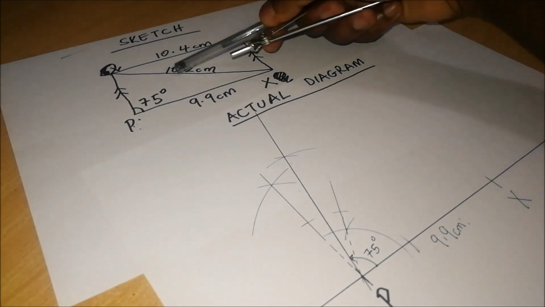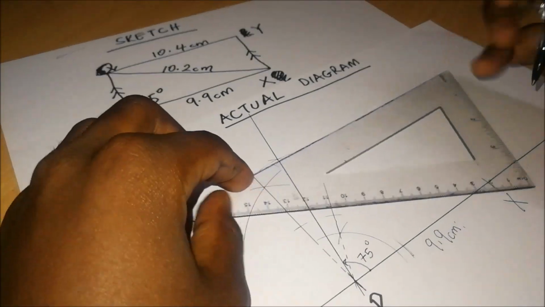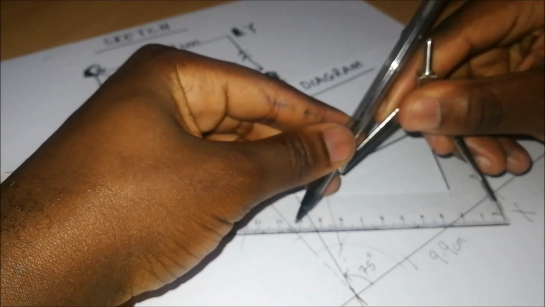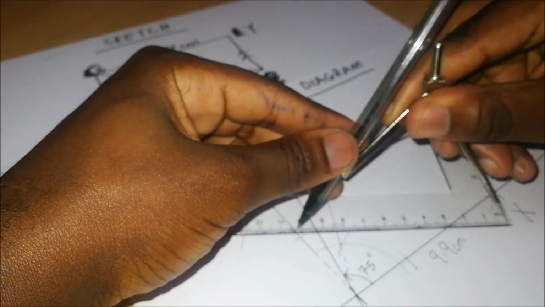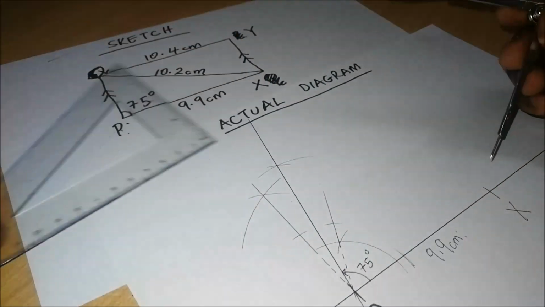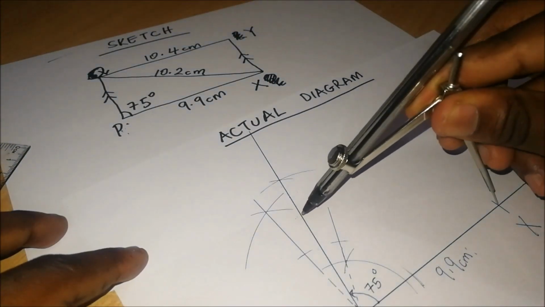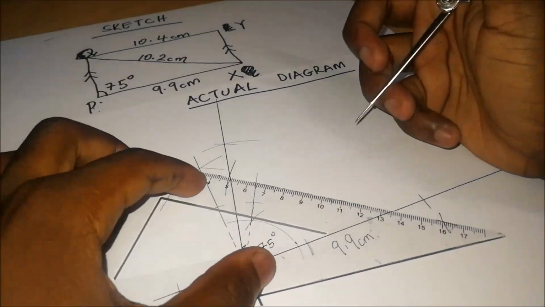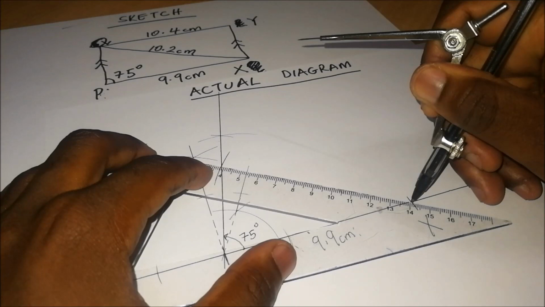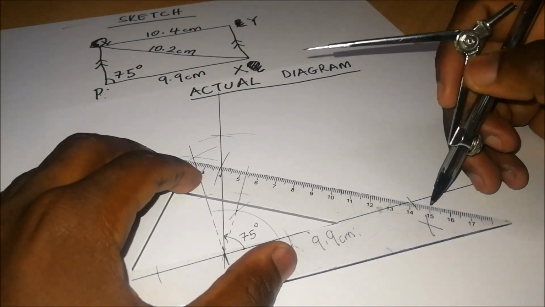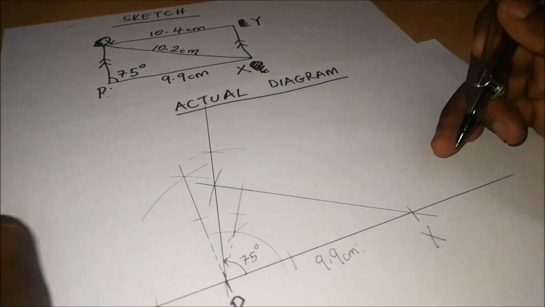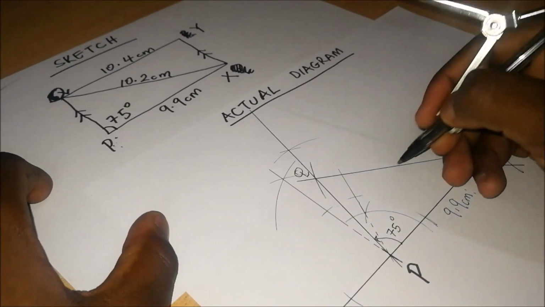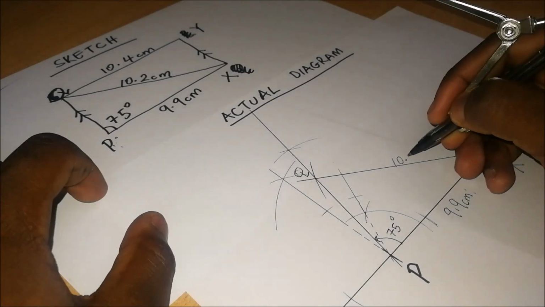So I'll again get to my ruler and measure off 10.2 centimeters. So I'll come here and measure 10.2 centimeters. That right there is 10.2 centimeters. And then I'll put my compass point there, and then I'll draw an arc like that. So when I draw an arc like that, and that is 10.2, it means that if I draw a line from here up to where that arc meets that line, that is actually 10.2. So this is X. So we have located point Q. Point Q right there. And this is 10.2 centimeters.